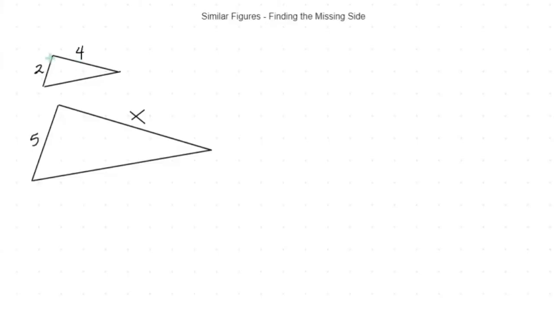We have two similar figures here. We have the smaller triangle that we're going to call A, and then our bigger triangle is a similar figure to it, and we're going to call it B. And we're trying to find the missing side of B. The first thing that we need to do is find the scale factor. So how much is A changing when we go to B?